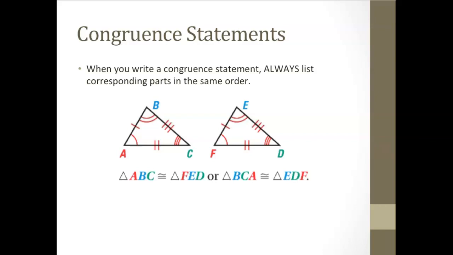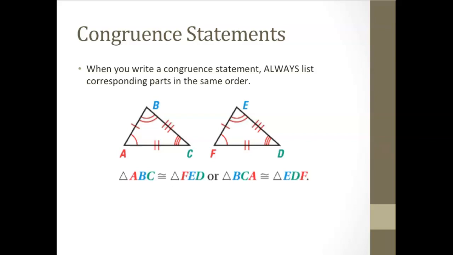It doesn't have to be in the order ABC. For example, if you said triangle BCA, you just want to make sure that you correspondingly write the other triangle's vertices in the correct corresponding order as well. So if you said BCA, you would say that's congruent to triangle EDF.